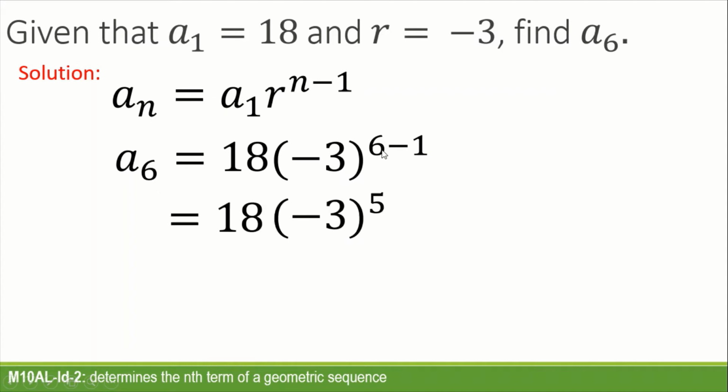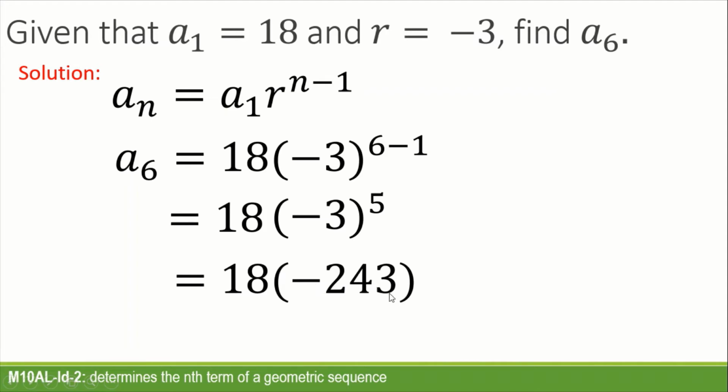Then, simplify natin ang exponent. So, magiging negative 3 raised to 5. So, katulad nung nabanggit natin kanina, so 5 times natin, the exponent would tell you how many times natin i-multiply ang base sa sarili niya. So, negative 3 times negative 3 times negative 3 times negative 3 times negative 3. Ngayon, kapag ang base natin ay negative at ang exponent natin ay odd, so the answer is negative. So, yun nga, negative 243.